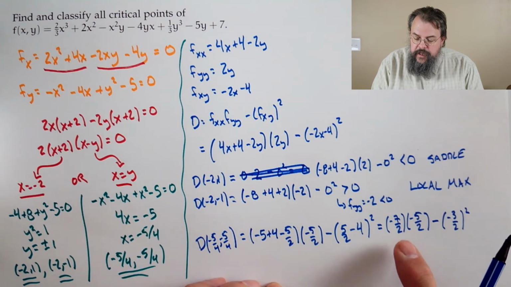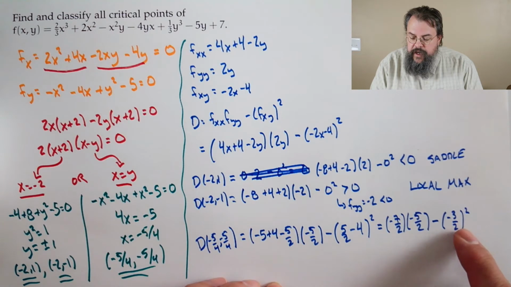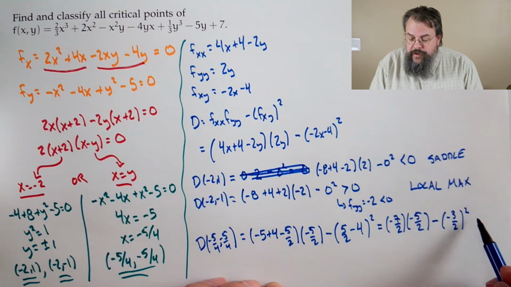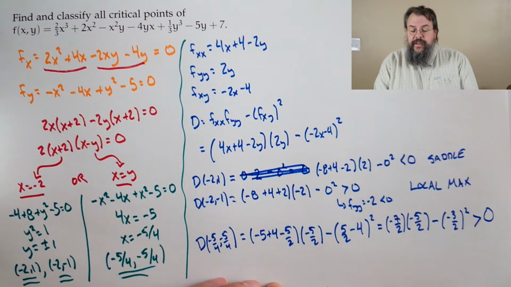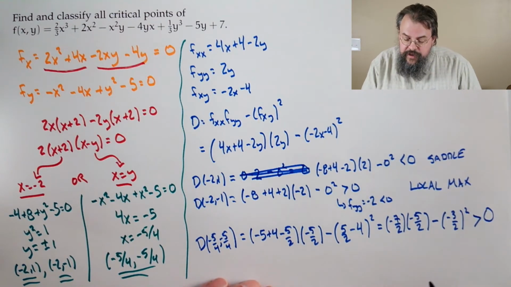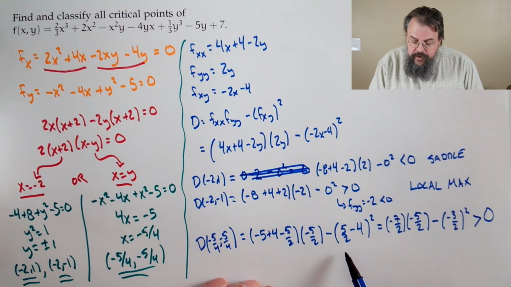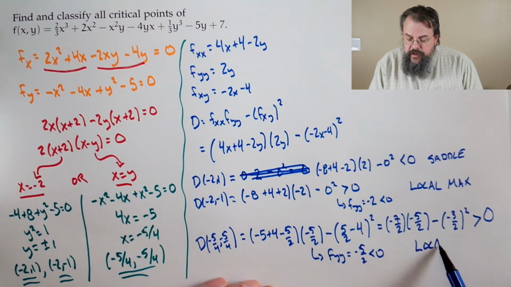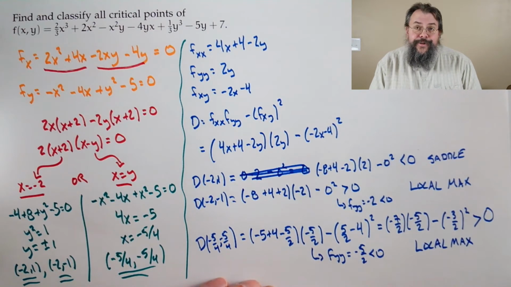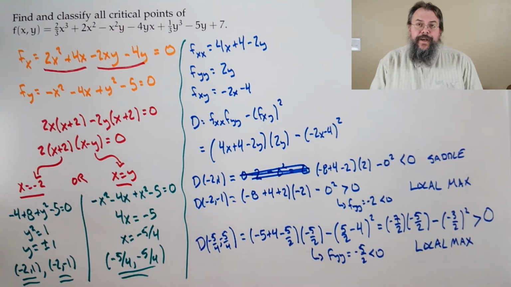And now we say, okay, great. Now we can see the sign. This is positive 35/4. Subtract 9/4. And so what do we see? 35 is bigger than 9. So this is a positive quantity. All right. Well, if that's positive, then let's look at fyy. That's negative 5/2, which is negative. And therefore, aha, a local max. Good. So we have 2 local maxes and 1 saddle.